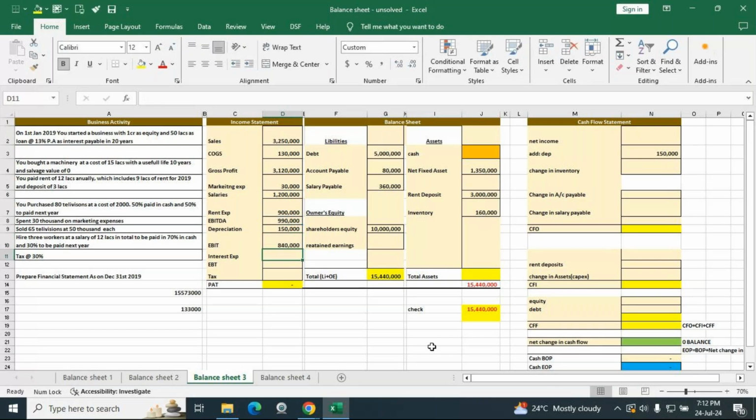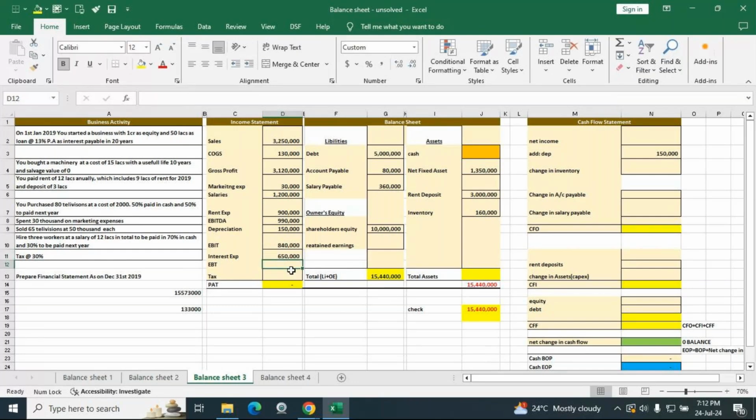Now interest expenses. So what is the interest? Here I have taken a 50 lakh rupees loan, where the interest is 13%. So equals 50 lakh into 13%. So 6,50,000 is the interest amount.